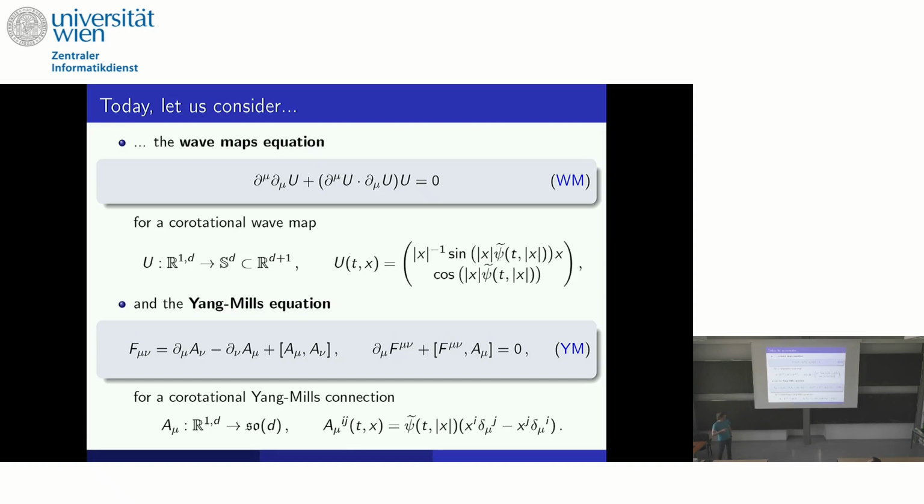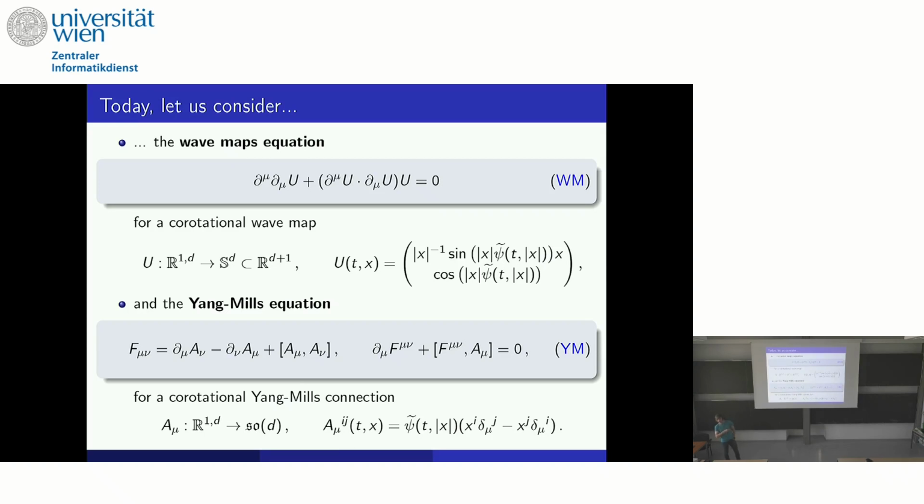Again, we're considering the Yang-Mills equation for so-called corotational Yang-Mills connections, which also reduce to the evolution of a radially symmetric function. As for any type of equation, an important concept for the solution theory are the symmetries and special solutions. As we have seen in other nice talks already today, there are some scaling symmetries.